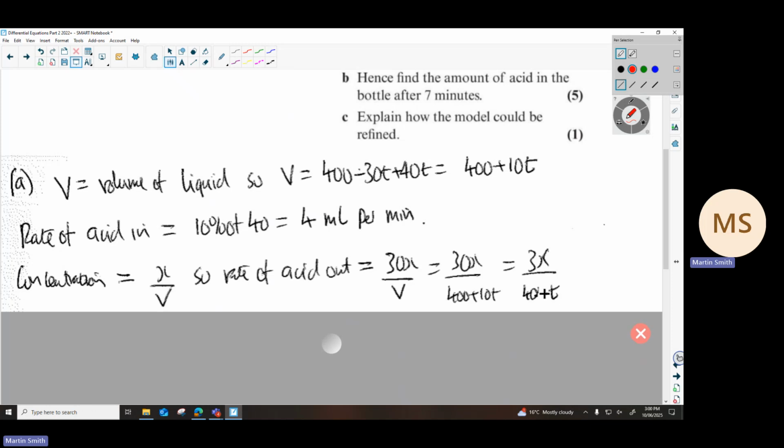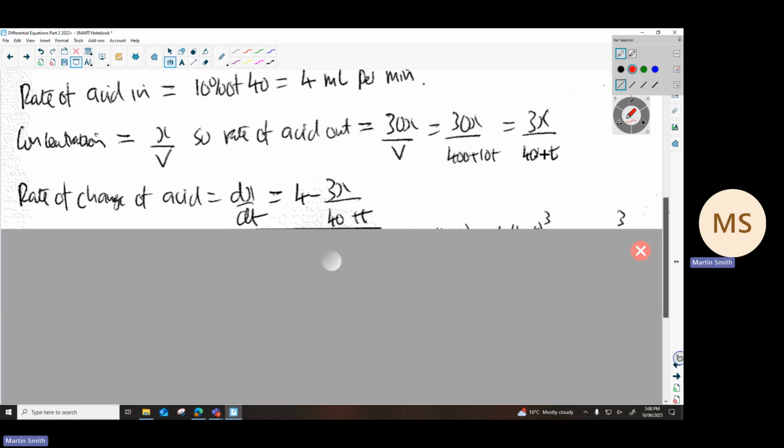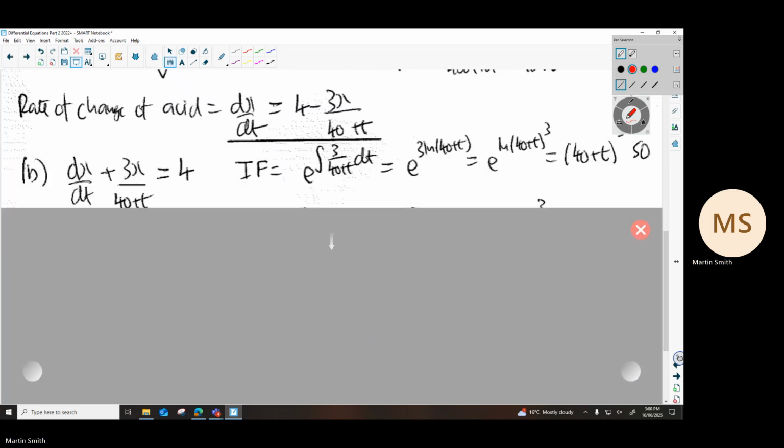The rate out requires a concentration argument. The concentration is x over V. So therefore, the rate out divided by 30 is x over V. So the rate out is 30x over 400 plus 10t, which gives you 3x over 40 plus t. So consequently, dx by dt is 4 minus 3x over 40 plus t. Then, to solve this differential equation, rearrange it to use the integrating factor method. dx by dt plus 3x over 40 plus t is 4.